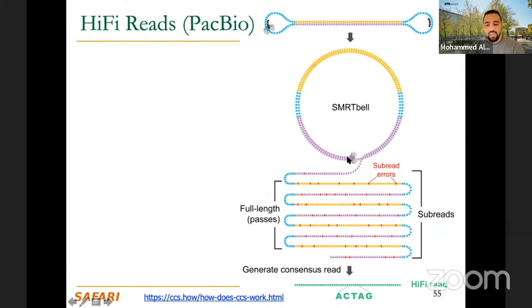So if it is A, it will give you a certain wavelength of light. If it is G, it will give you a different light, and so on. And then you take, not a picture, but a movie here. It's like a video. You record up to 30 hours of video. That really will be the output of the machine. And this video, based on the light you observe or measure, will tell you what the base is.